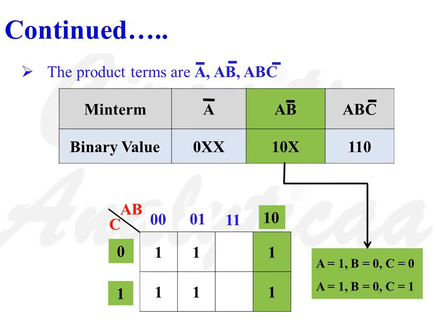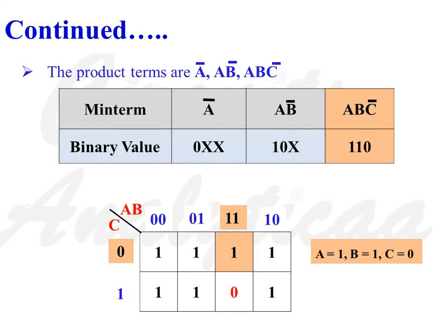The second product term given in the non-standard expression is A B bar. For A B bar, the value of C is not defined, so there are two possibilities. A is equal to 1, B is equal to 0, C is equal to 0, and A is equal to 1, B is equal to 0, C is equal to 1. These are the binary values of the terms A B bar C bar and A B bar C. We have to identify these cells on the K-map and the corresponding cells are filled with logic 1.